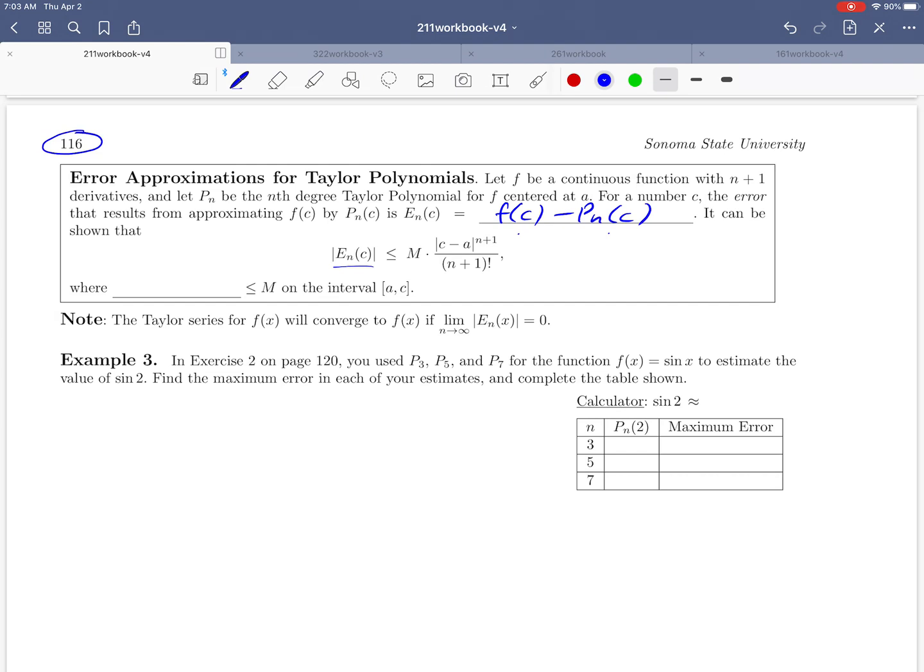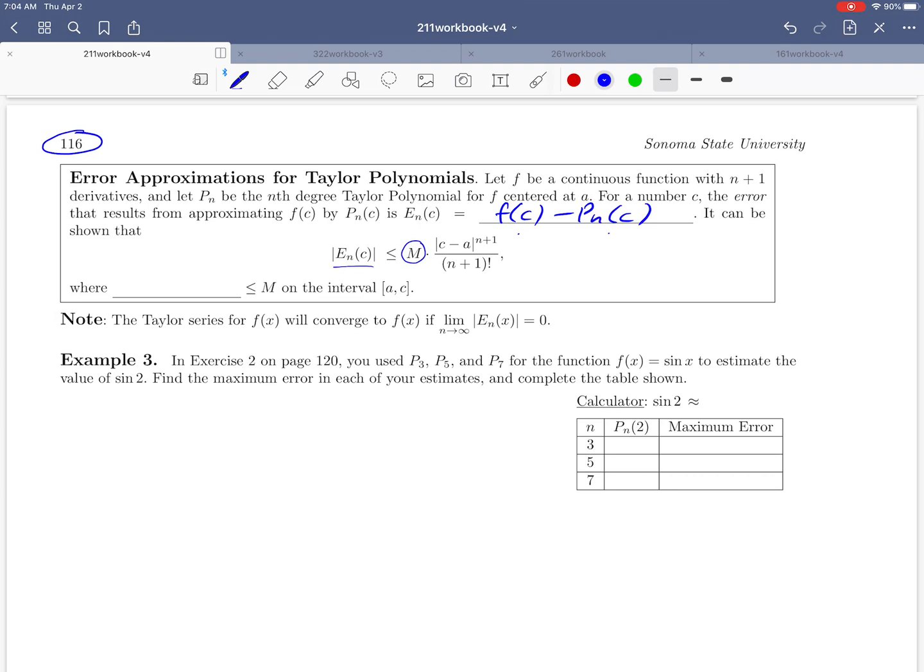Okay, so first of all, the c and the a that you see, those numbers are generally given to you. A is the center point of the series. C is the number where we're interested in doing our approximation, and the value of n we'll generally either know or be able to figure out. Okay, so the one kind of mysterious thing here is this M. What is that all about?